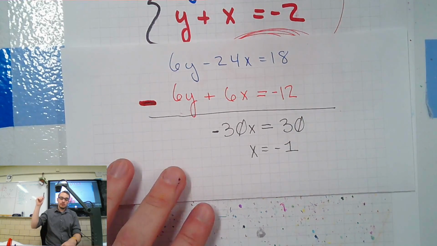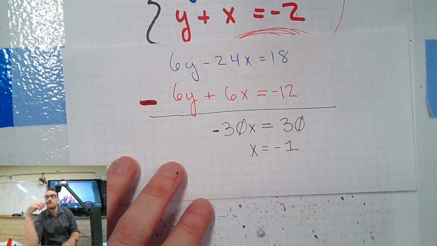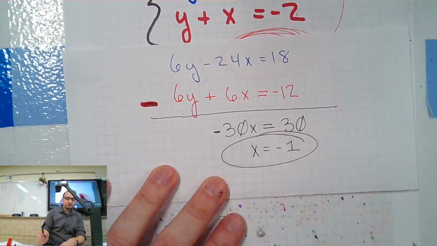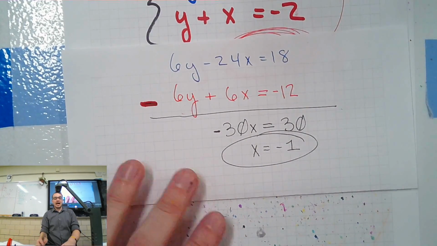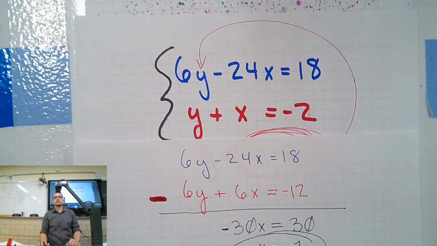So, how did you get to 0? No. So we know x is negative 1. How can I figure out what y is? I hear what you're saying.